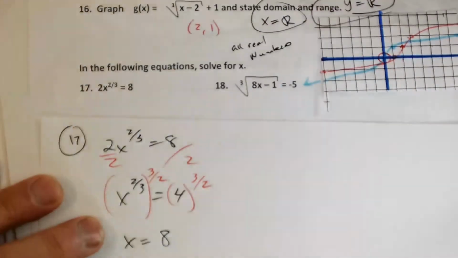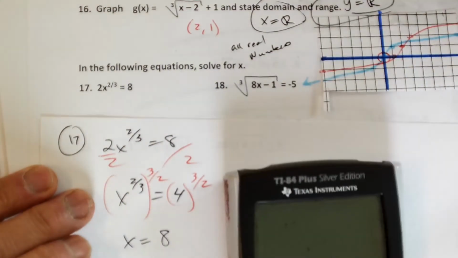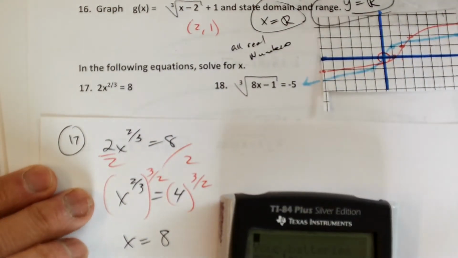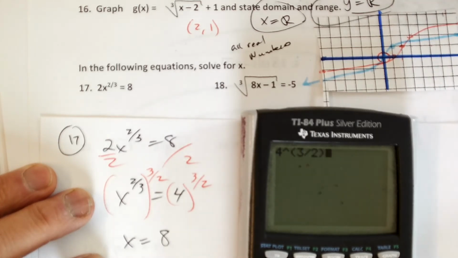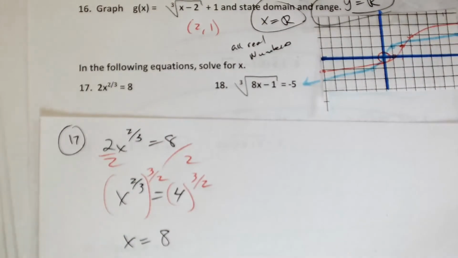If you're not sure how I got that, you can always use a calculator if you need it. Batteries are low, okay, well, whatever. I'm just going to go 4 to the power of 3 divided by 2, and I get an answer of 8. Sure enough, I knew it was 8. I did. I knew it was 8.